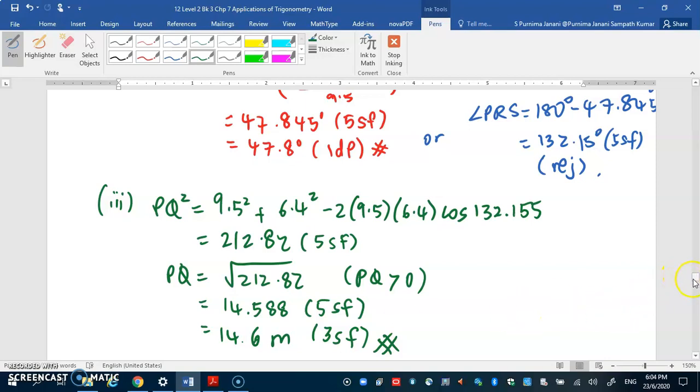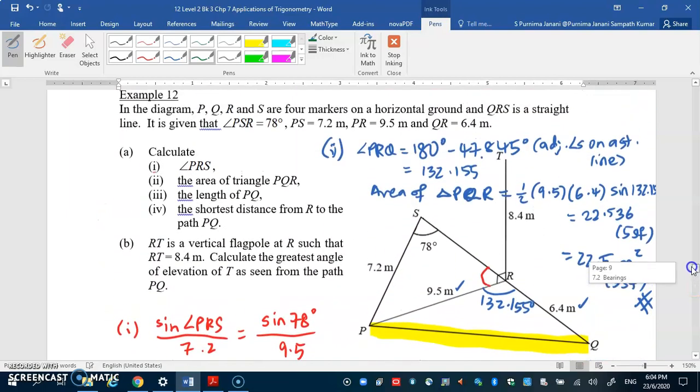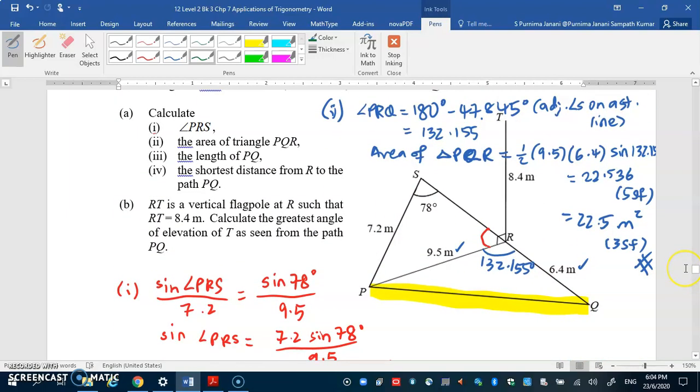Okay, moving on to the next one. Find the shortest distance from R to the path PQ. So from R, shortest distance is always the perpendicular distance here. Let's call this perpendicular distance X. So you just have to write your statement, let the shortest distance be X. Since you don't know any of these angles, you don't know RQP, you don't know RPQ, it is possible to go and find them using sine rule and all that. But let me teach you another way.